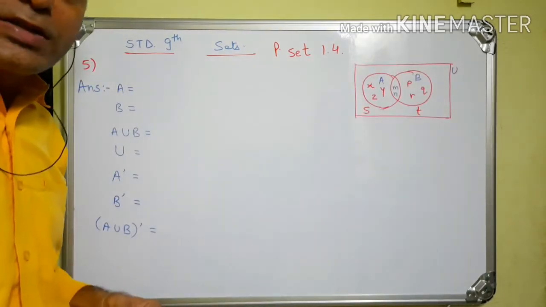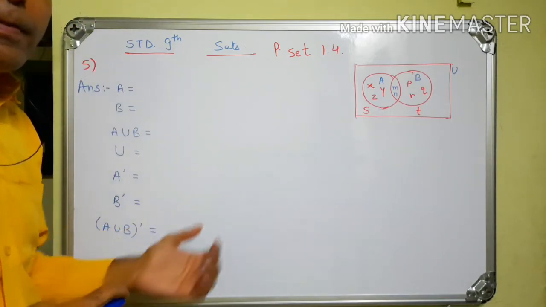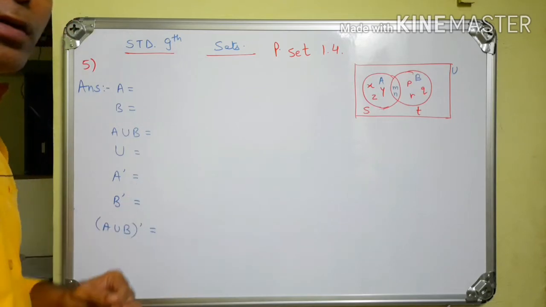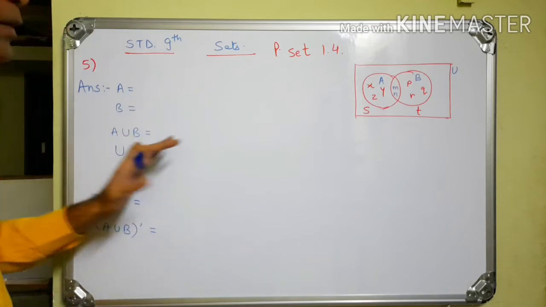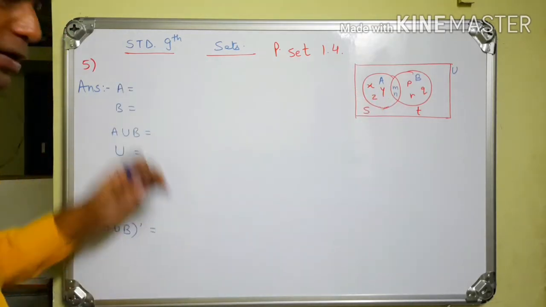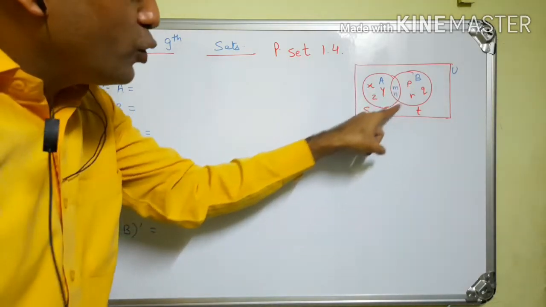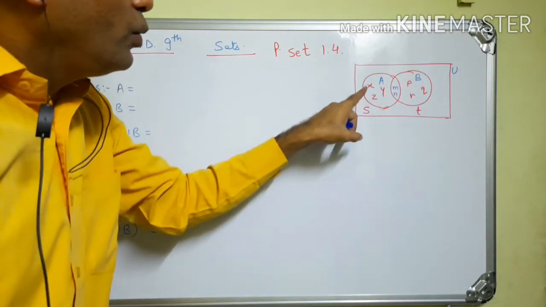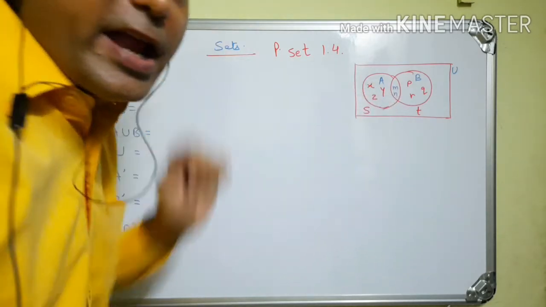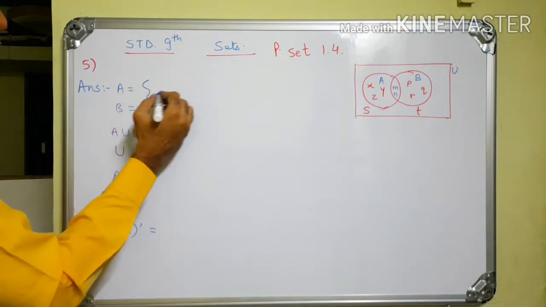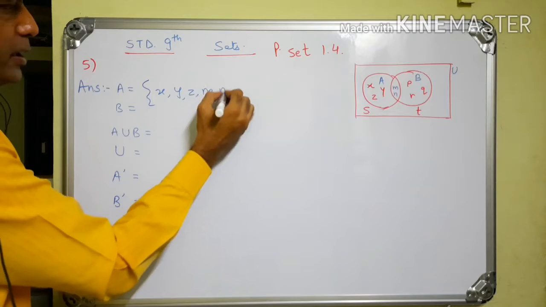Dear students, let's first solve example number 5. I will explain example number 4 at the last. First you try to solve them and then watch the video for confirmation. Now let's solve example number 5. This Venn diagram is given. We have to find the given sets. So set A. What are the elements in set A? This whole circle represents set A. So the elements of set A will be X, Y, Z, M and N. So set A equals {X, Y, Z, M, N}.